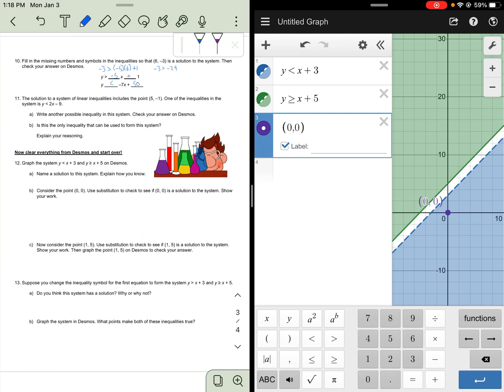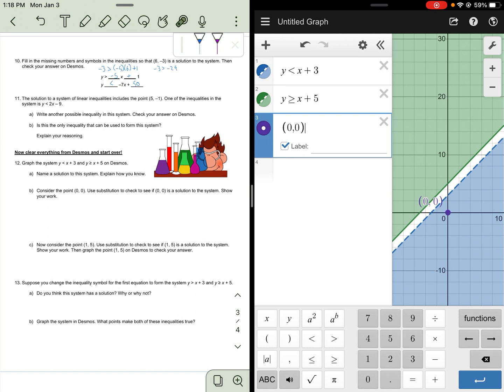All right. Use substitution to check to see if 0, 0 is the solution to the system. Show your work. So plug 0, 0 into this and 0, 0 into that and see what you get. But graphically, you can see it's going to work for the blue one and not for the green one, because the point lies in the blue section, but not the green shaded region.